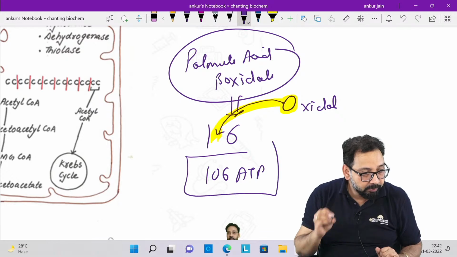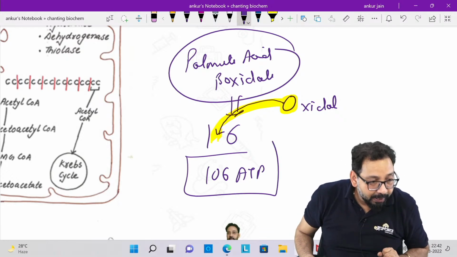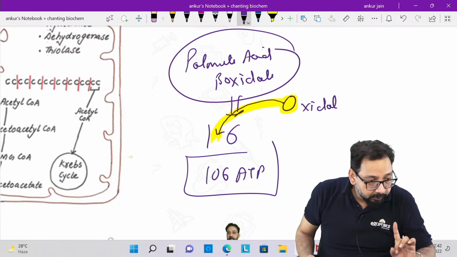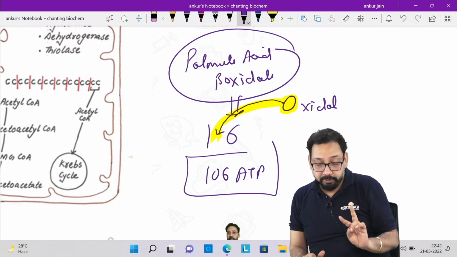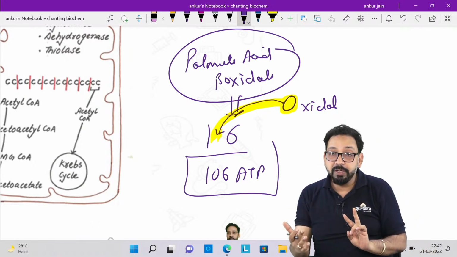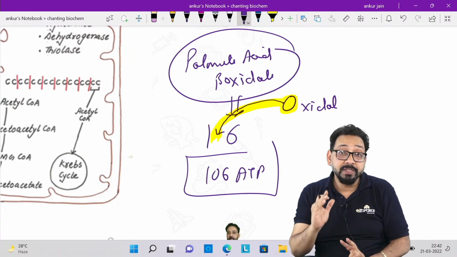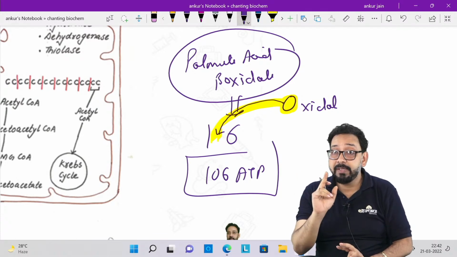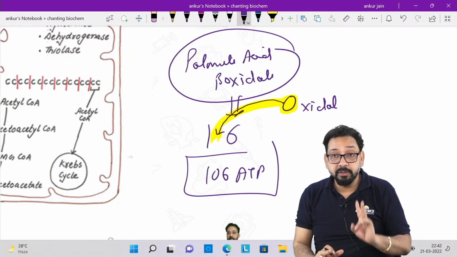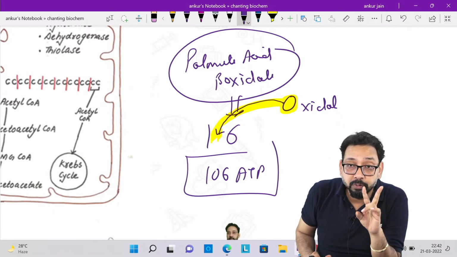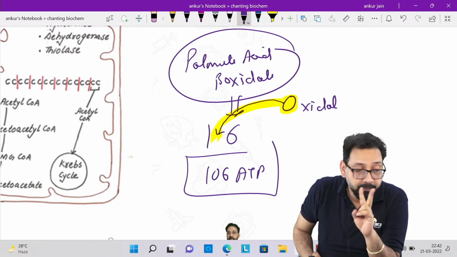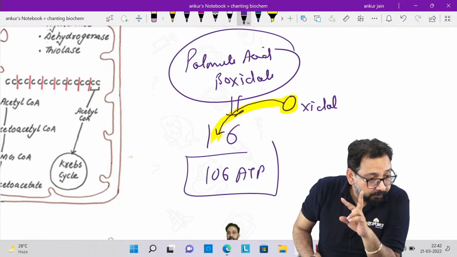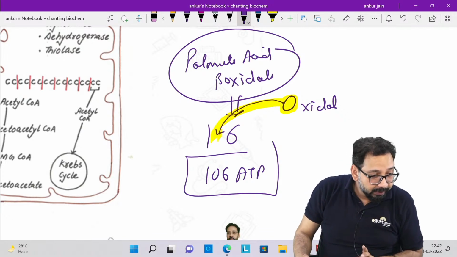Very good, anonymous. Kostub, net gain of, sorry, there are two questions. You can say production is 108 but net gain is 106, because 2 ATP were used in the activation of fatty acid. Okay dear, yes.